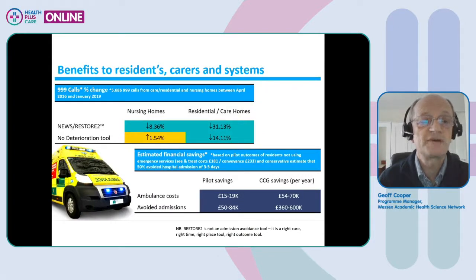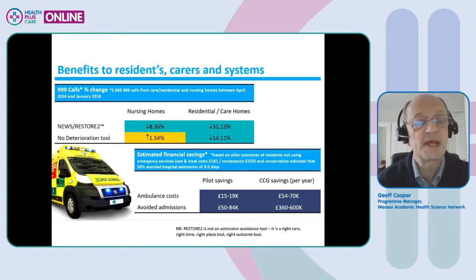So what are the benefits arising from using a tool like this? Well, there are many. Firstly, looking at 999 calls, the original pilot project team found that the nursing homes using Restore 2 decreased their use of 999 calls by more than 8%. At the same time, the residential homes noticed a drop in 999 calls of over 31%. For the same time period, nursing homes not using a deterioration tool increased their use of 999 calls by over 1.5%. And whilst there was a drop in residential care homes, this was a much smaller drop of around 14%.